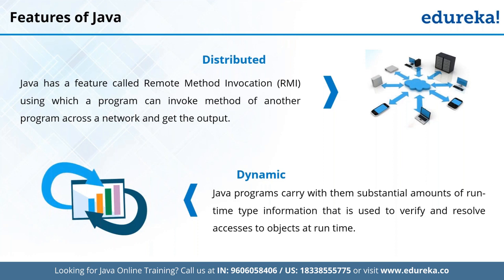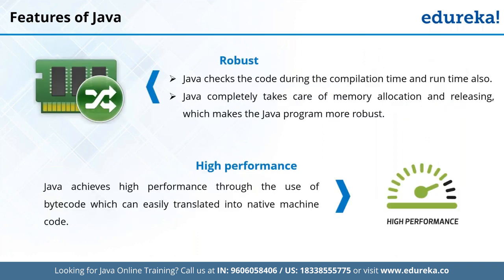Again, it is dynamic. That means it can be used to verify and resolve access to the objects at runtime itself. That means we don't have to stop the entire application. It can be done while the application is in the running phase itself, right? So we can check the code during the compilation time and runtime also, and the entire memory allocation and releasing is all taken care of. That means entire memory management is taken care of automatically by Java, right?